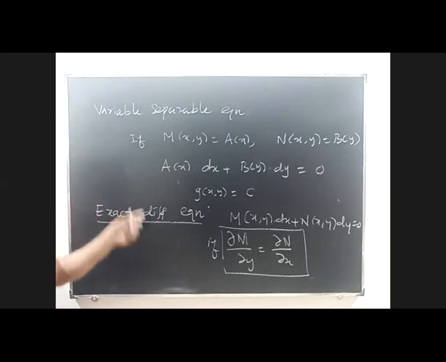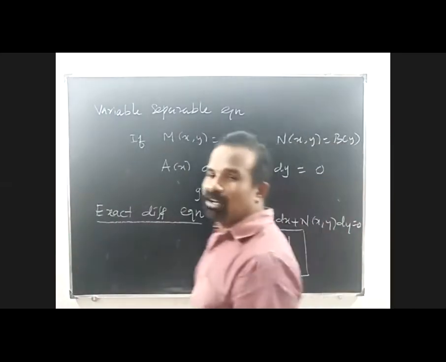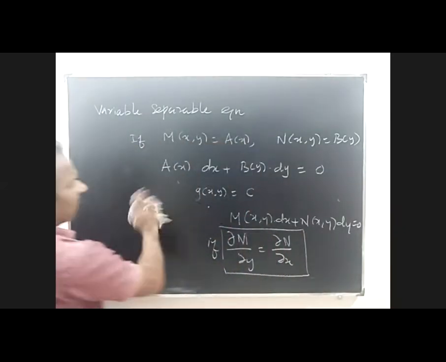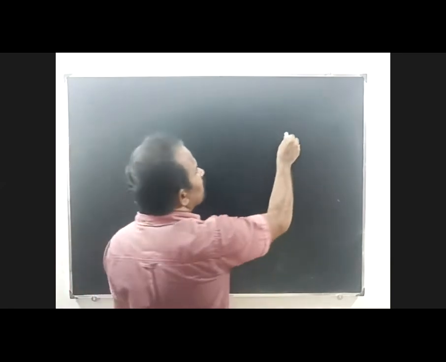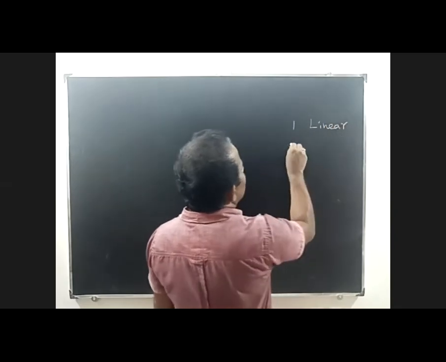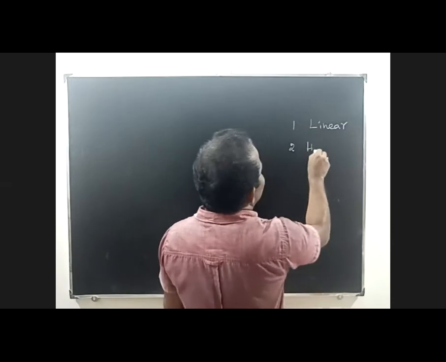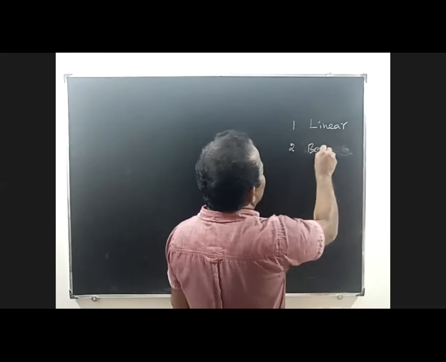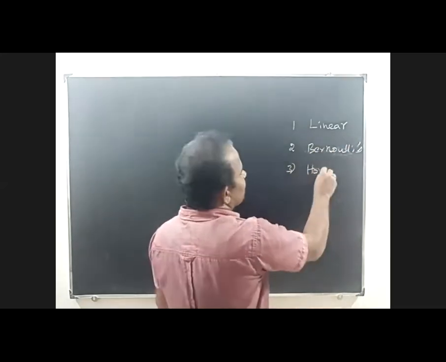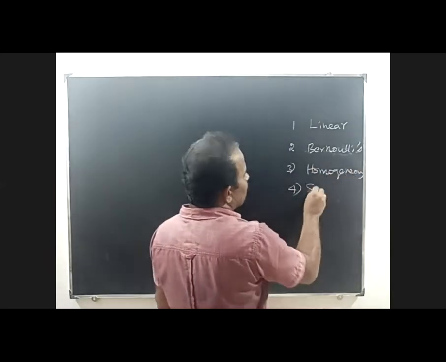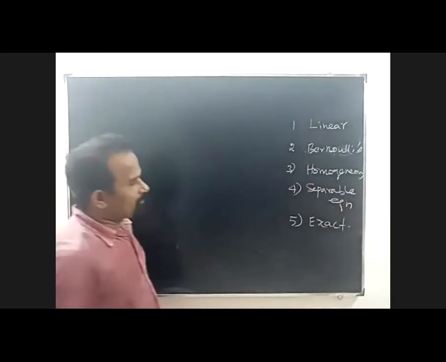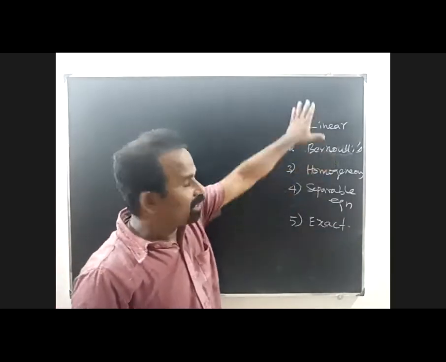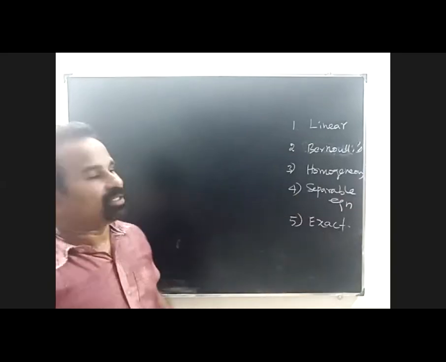For each type of equation, we have some method to solve it, some rules to solve it. So how will the solutions be? So far, what we have seen: number one is linear, number two is Bernoulli, three is homogeneous, four is separable equations, five is exact. So there are these five important kinds of equations in first order differential equations.